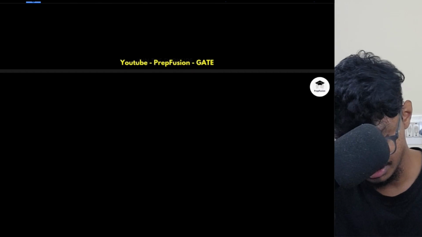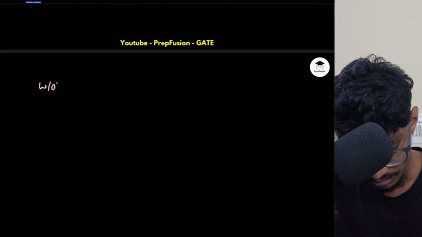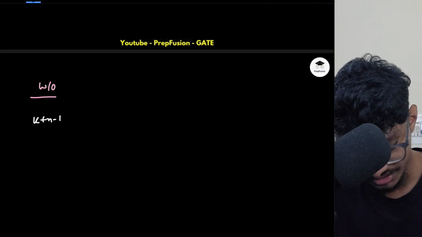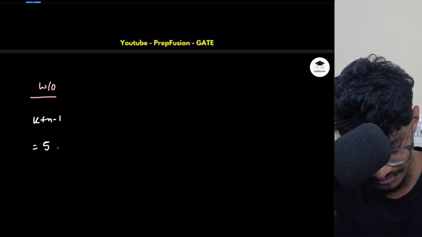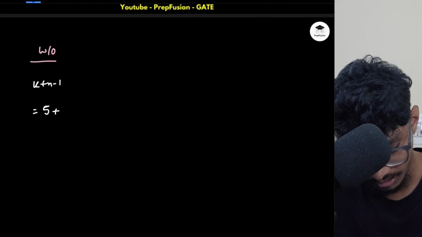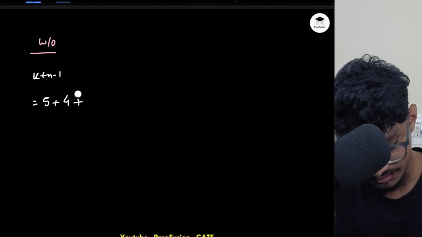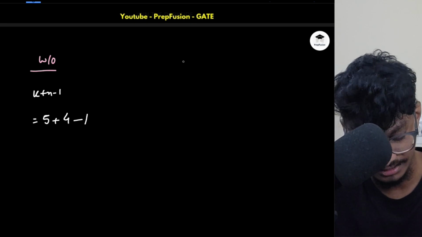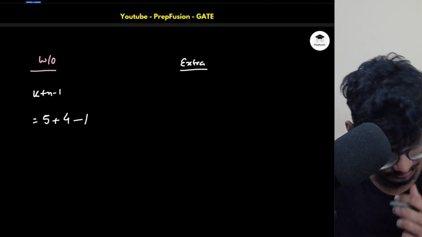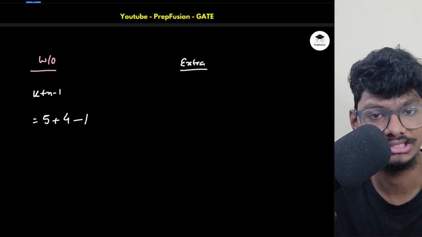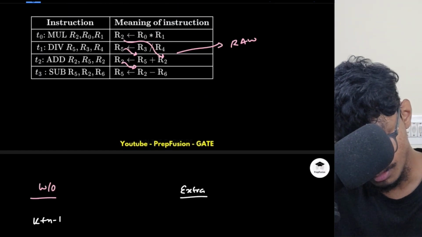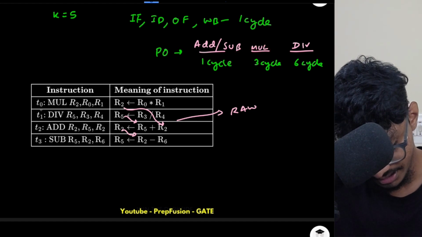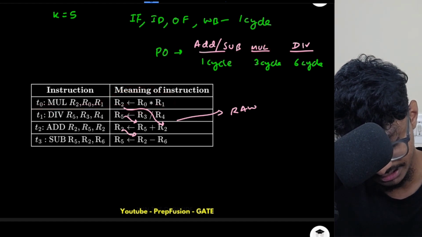So how will I solve it? Simple. Without hazard, how many cycles would it take me? It will take k plus n minus 1, which equals what? k is 5, it is a 5-stage pipeline. N, I have total 4 instructions, so 4 minus 1. Okay. With hazard, how many extra stall cycles do I need to provide due to the data hazard? I have a multiplication instruction here. This is 3 clock cycles, and there is a data dependency.